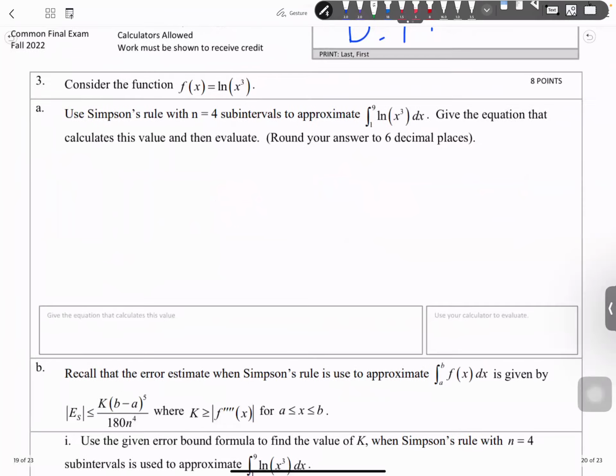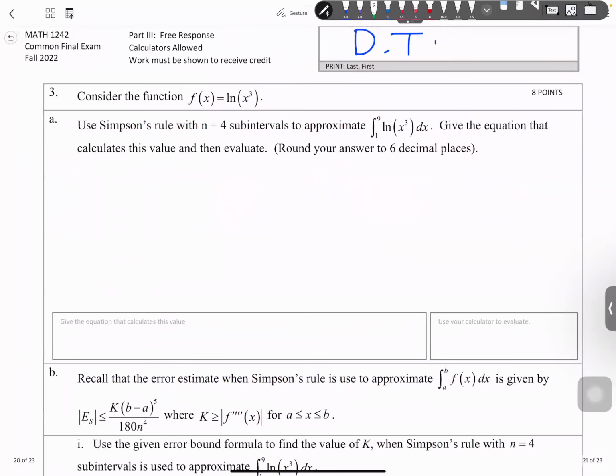All right, let's look at problem number 3. We have over here the function f of x equals natural log of x cubed. We would like to use Simpson's rule with n equal to 4 subintervals to approximate the integral from 1 to 9 of the natural log of x cubed dx. We want to give the equation that calculates this value and then also evaluate it.